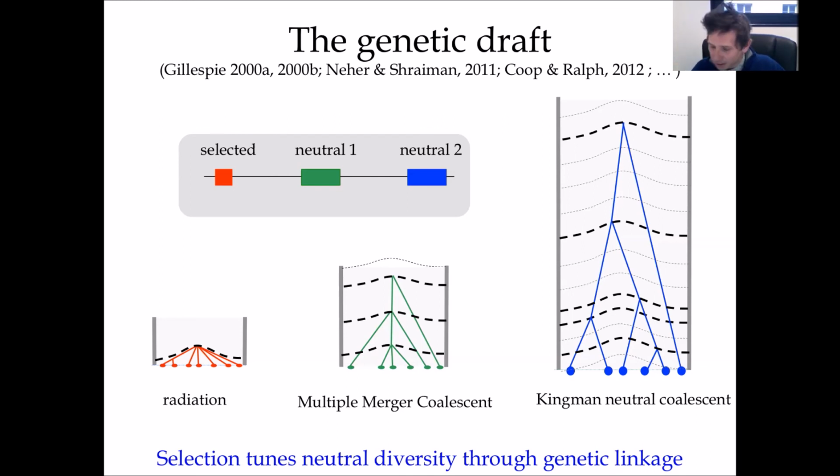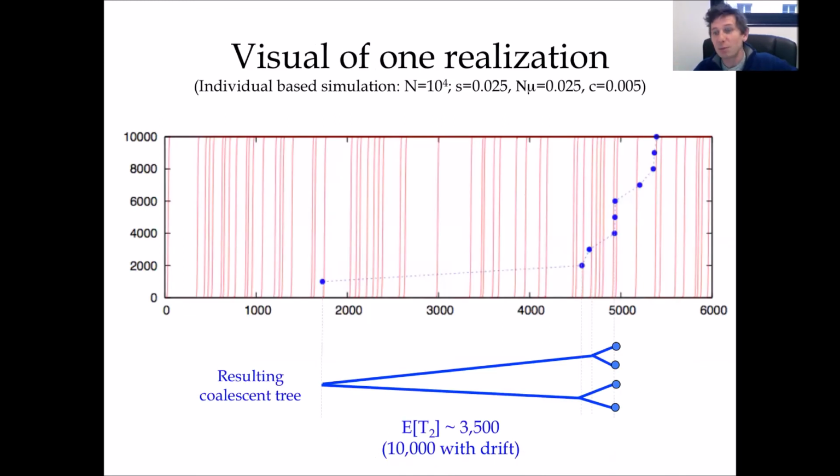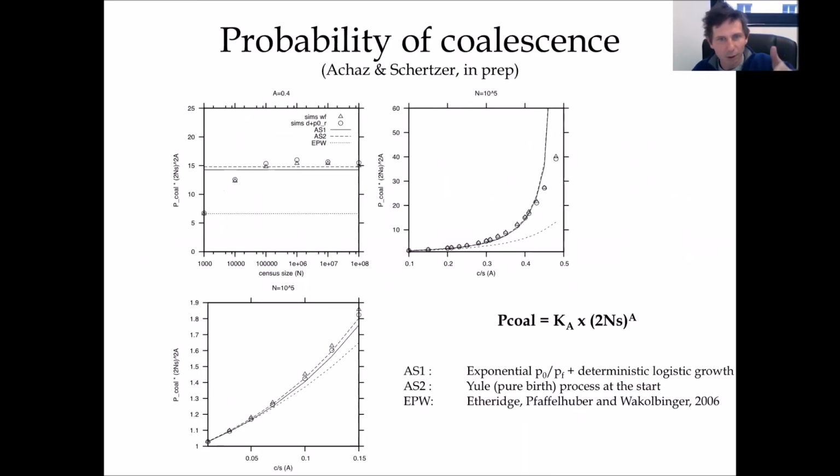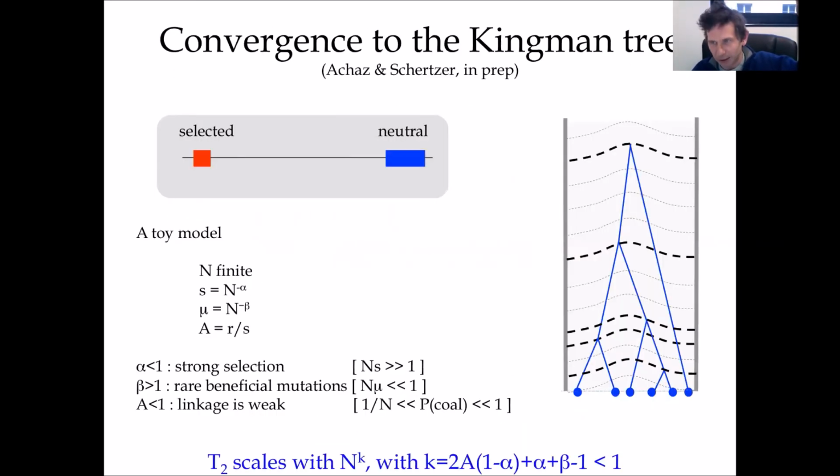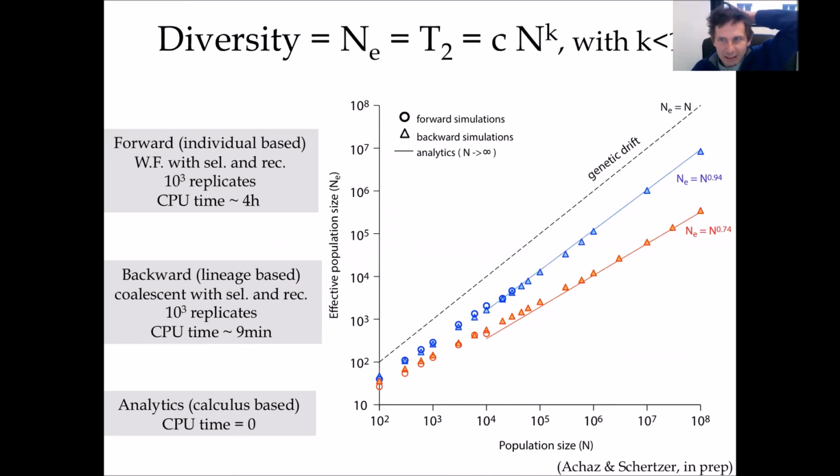So now I see it's time. That's a simulation showing that this works, with some math we did with my colleague Emmanuel. Here is an interesting plot where you have the effective population size as a function of the population size, depending on your distance to the selected locus, right?